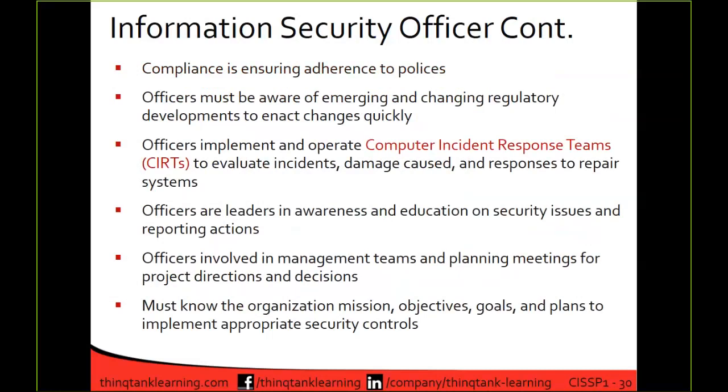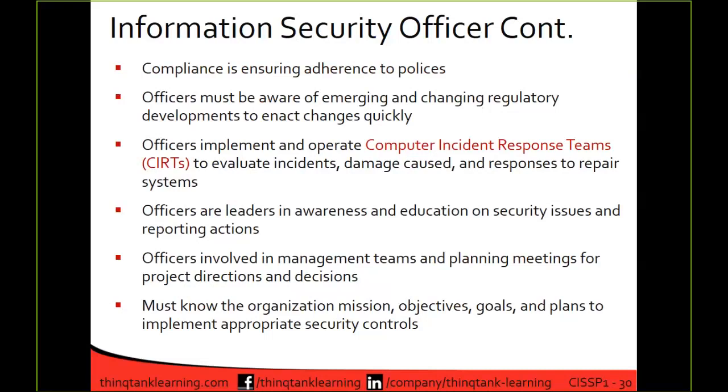Let's see, compliance is ensuring adherence to policies. And unfortunately, that's the downside of being an information assurance person: you have to make sure that people are adhering to whatever directives you're developing for that organization. So you have to be aware of changing regulatory developments.